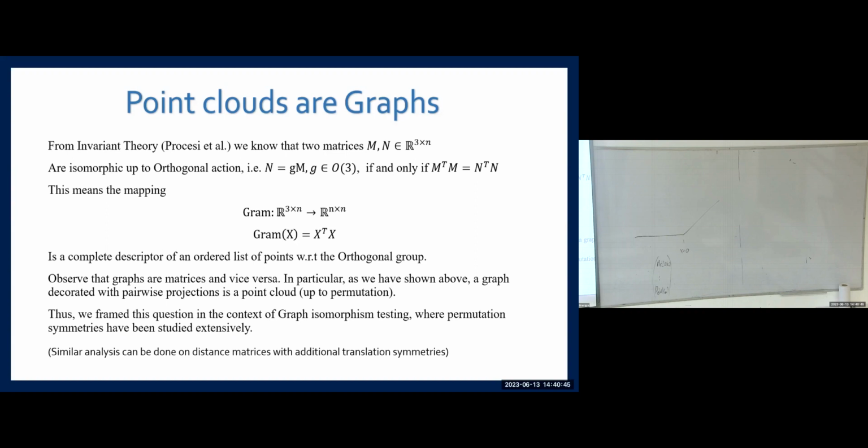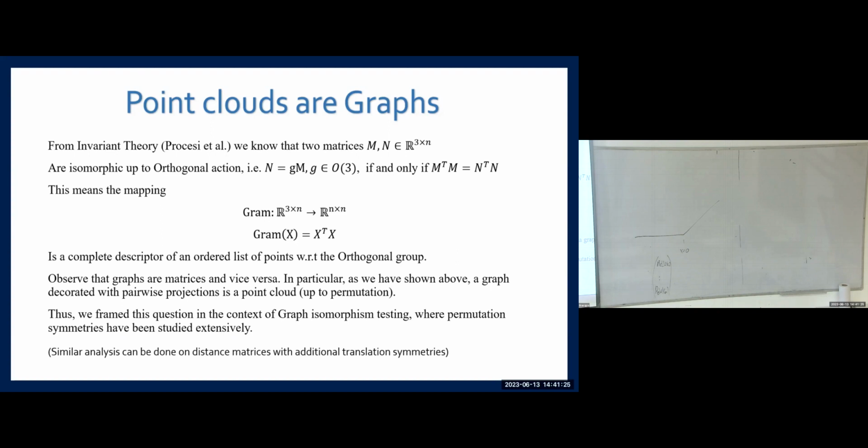We can actually identify point clouds up to orthogonal action by looking at their Gram matrix. The Gram matrix is just X prime with X. This is going to be a matrix in R^(n times n). And this is known from invariant theory to be a complete descriptor of a matrix up to orthogonal action. So what does this mean? It means that if two matrices are mapped to the same Gram matrix, there exists some orthogonal action that takes one to the other. But the problem with this definition is that it does not account for symmetry.